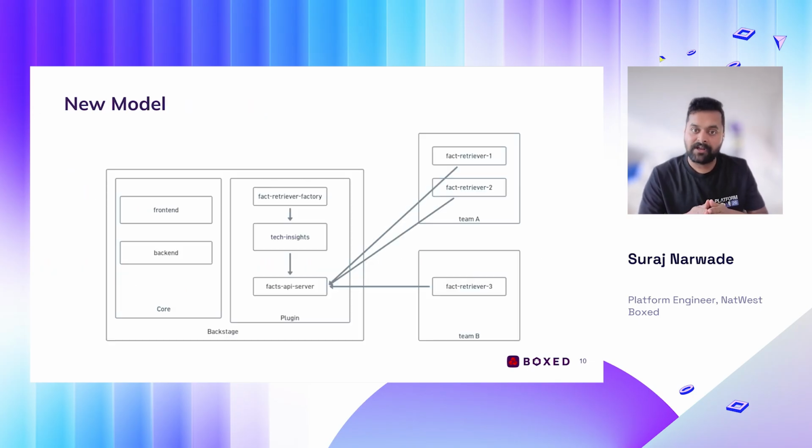This is what the new model looks like. The Backstage core, which is the front end and the back end, is still there. We have Tech Insight, which is still there, but we are introducing two new things: the Fact Retriever Factory and the Fact API server.